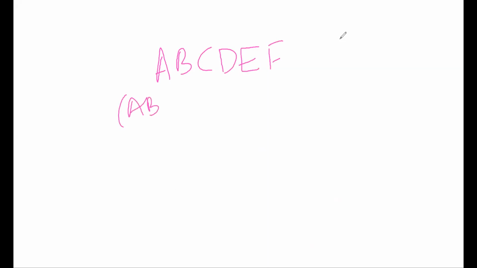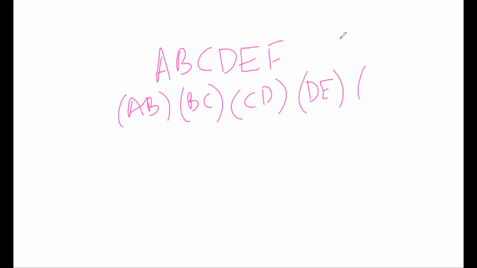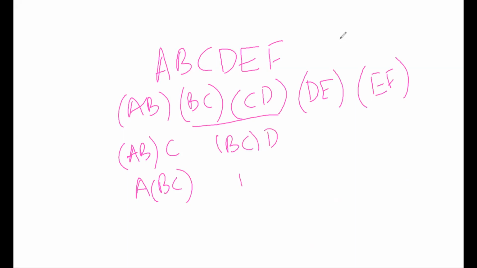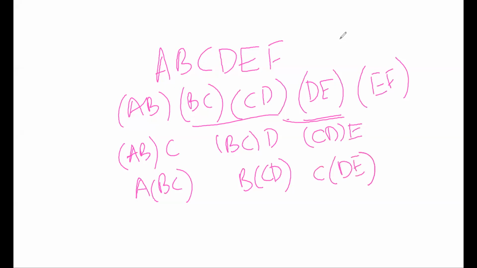Okay, if I know the number of multiplications of these pairs, I can decide whether for A, B, C, I should do this or this. Similarly, for B, C, D, I should do this or this. Similarly, for C, D, E. So these are basically all the sub-problem solutions you should have with you before you can go further.